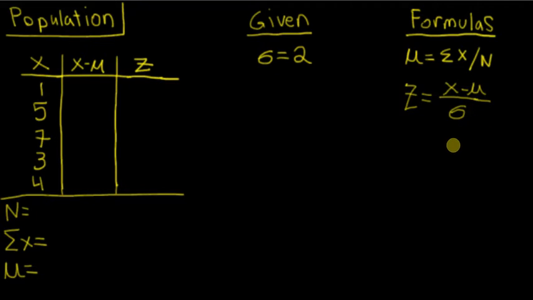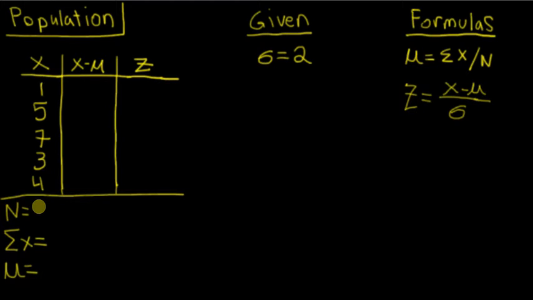Now, if you want to figure out how to calculate the standard deviation for a set of x scores, go ahead and look at my other video. But in this video, we're given the standard deviation to be equal to 2. Okay, so we're given the standard deviation. So we're going to start over here, and our end goal is to fill in this z-score column, because basically we're trying to convert each x score into its own z-score.